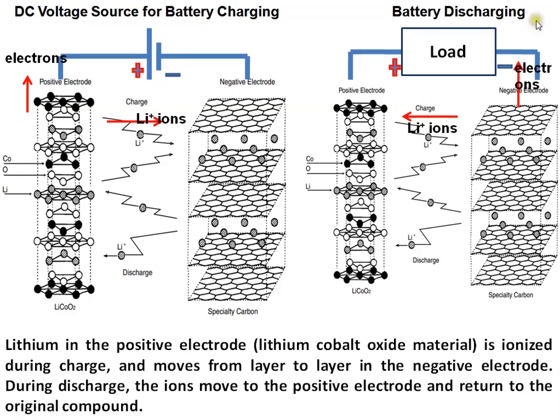And the electrons present inside the graphite carbon will also go to the lithium cobalt oxide compound, but they move through the load. This movement of electrons through the load creates the current in the load, and these electrons and lithium ions again combine in the lithium cobalt oxide compound and form a stable state.